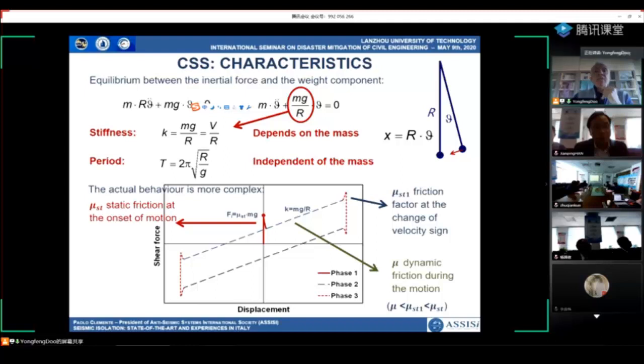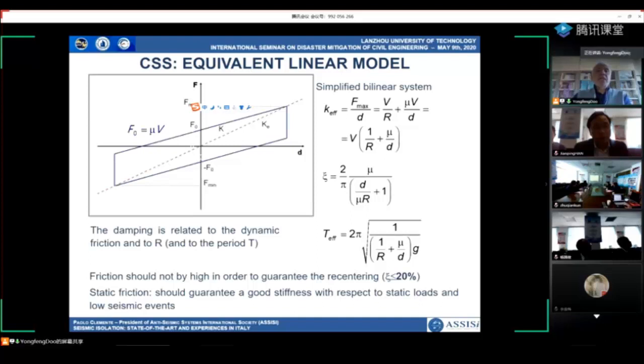We have 3 kinds of friction: the static friction at the onset of motion, the dynamic friction during the motion, and the static friction at the change of velocity sign. For technical applications, we use a simplified bilinear system model. The equivalent stiffness is defined as the second stiffness. Damping is related to the dynamic friction and to the radius of curvature. And also the period depends on the radius and on the displacement. So we have a strongly nonlinear behavior for this kind of device.